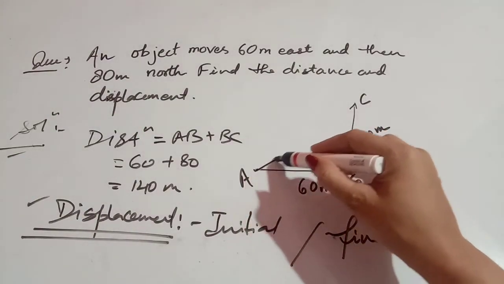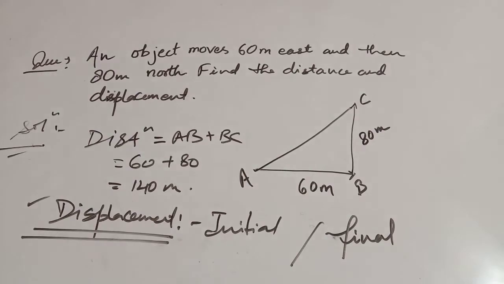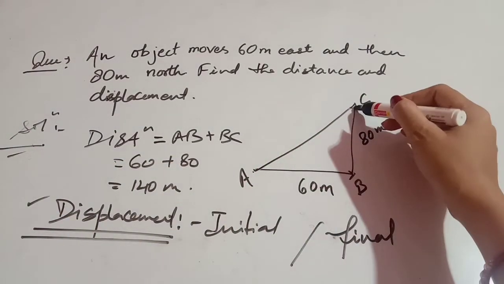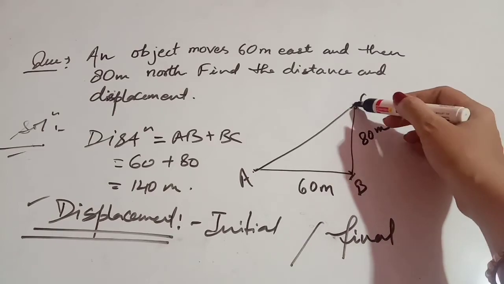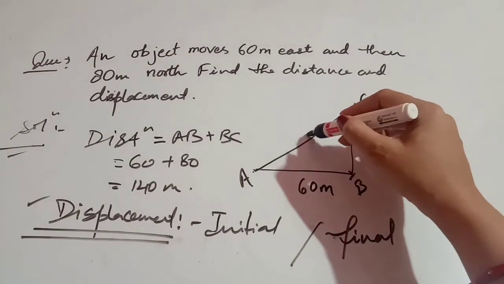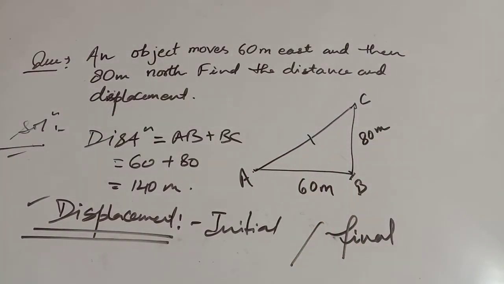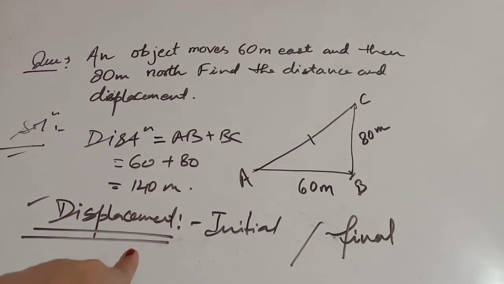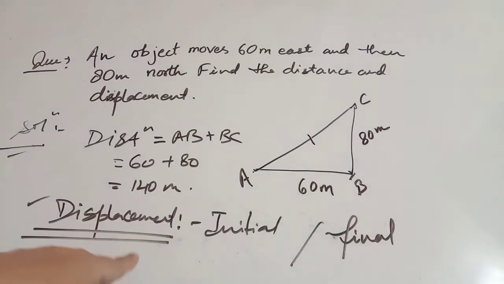When we join AC, now you think, which is the shortest way to come from A to C? Is the shortest way directly from A to C, or from A to B then B to C? Obviously the shortest way is AC, the direct way. So we have to find AC for our displacement. Now you can use the Pythagoras theorem to find the value of AC.